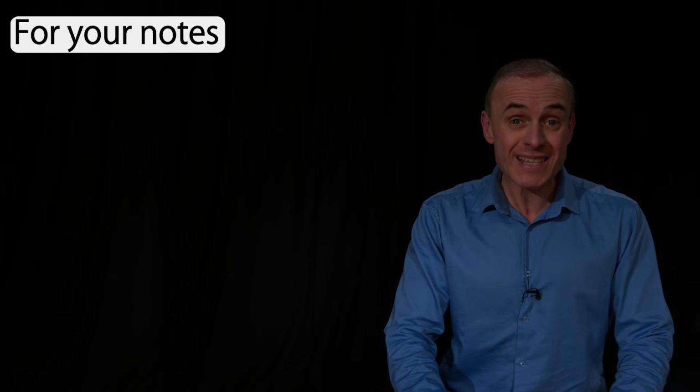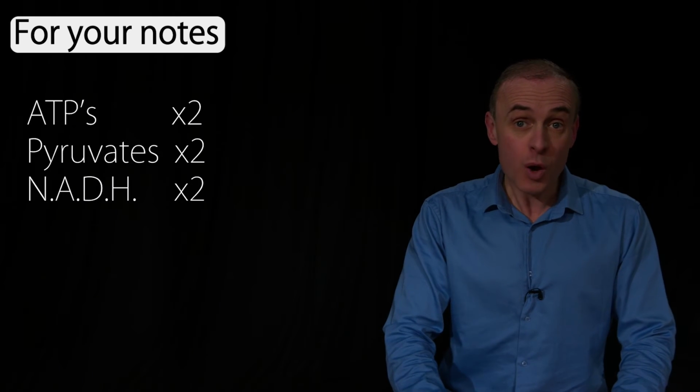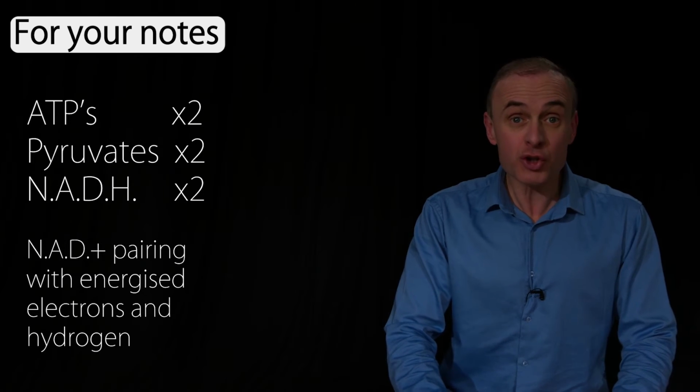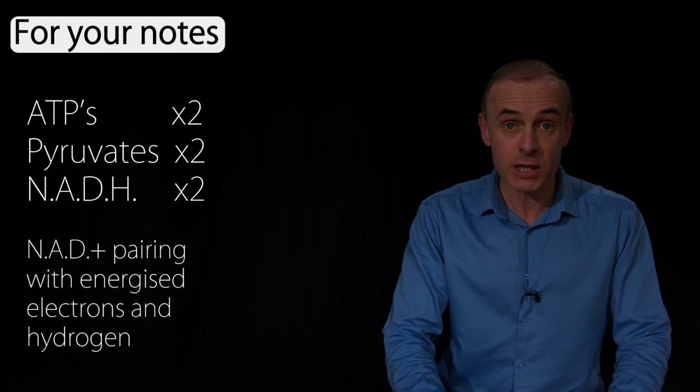The old saying of if you want to make money, you have to spend money, in a way applies to ATP. Glycolysis needs 2 molecules of ATP to actually happen. So you need to spend some ATP to get some ATP. Ultimately, it will generate 4 ATP molecules with an overall net gain of 2 ATPs, 2 pyruvates, and 2 NADH, which is from NAD+ pairing with energized electrons and hydrogen to create small storehouses of energy, which will later be used to make ATP.